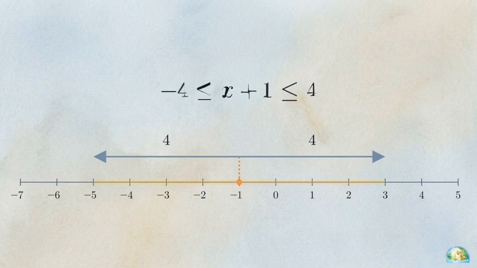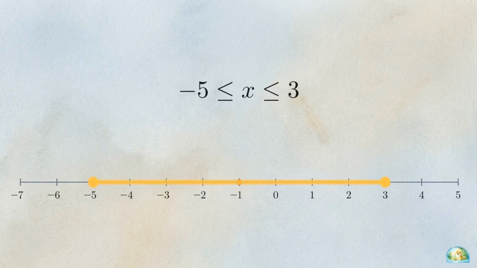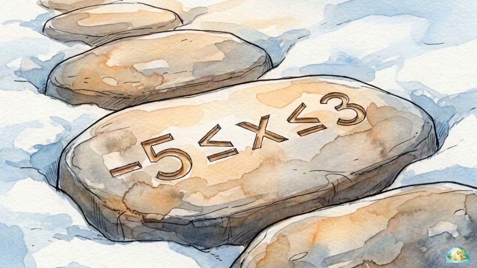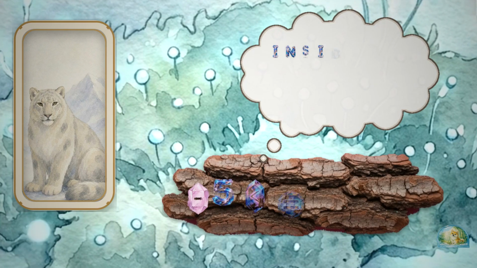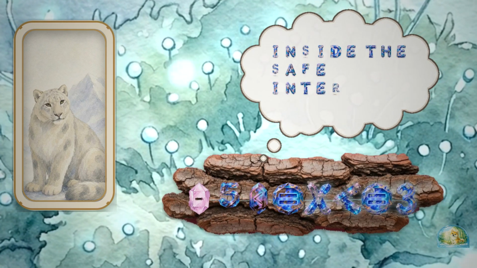Rewriting as a compound inequality and subtracting 1 reveals the interior. The solution set is -5 less than or equal to x less than or equal to 3. Numbers within 4 units of -1 run from -5 to 3.